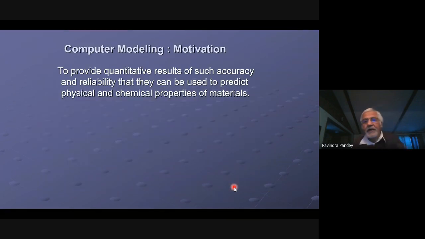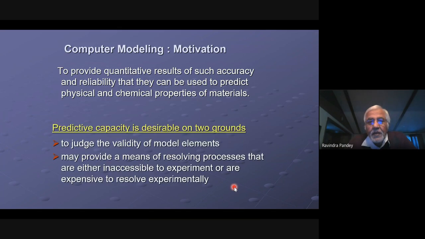So why do we do the modeling aspect of materials research related to experiment? We have to have a motivation. Our motivation is that we would like to provide results of accuracy and reliability with which we can, with confidence, talk about or predict the physical and chemical properties of materials. That's a key thing.